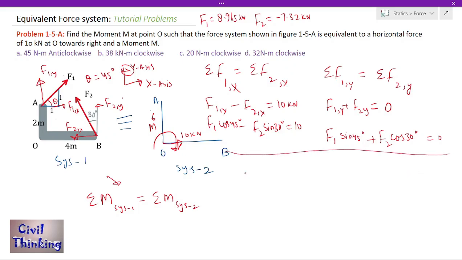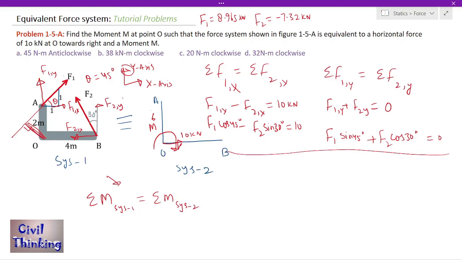Okay, now let's apply this equation. Now let us find the moment at point O in system 1. What is the moment at point O in system 1? We will apply Varignon's theorem here. If you don't know about Varignon's theorem, you see we cannot find directly the moment of F1 at point O, because we don't know the normal distance between F1 and O. Let us say this is F1, so the normal distance between O and F1 is going to be something like this. This is the normal distance, which is very hard to find.